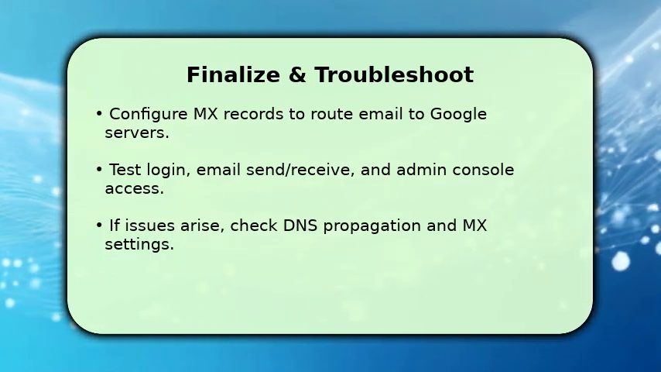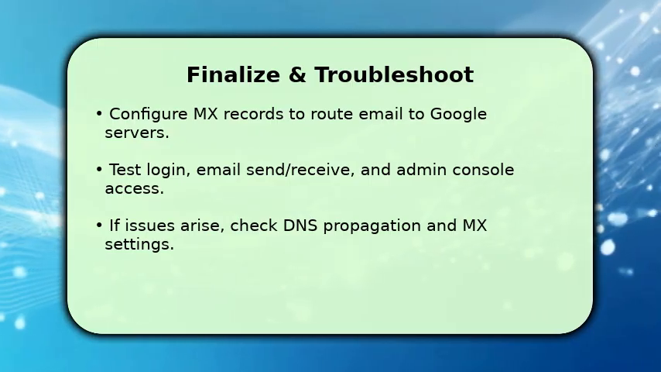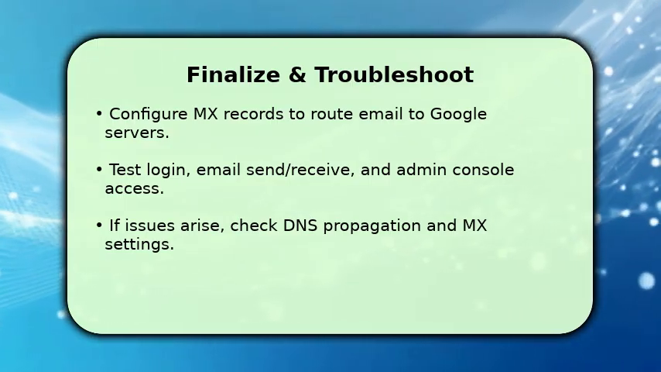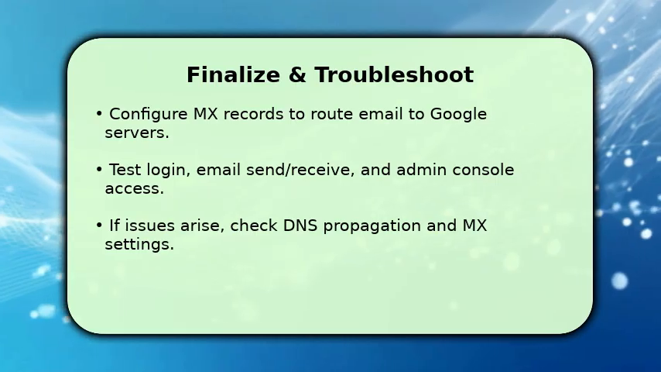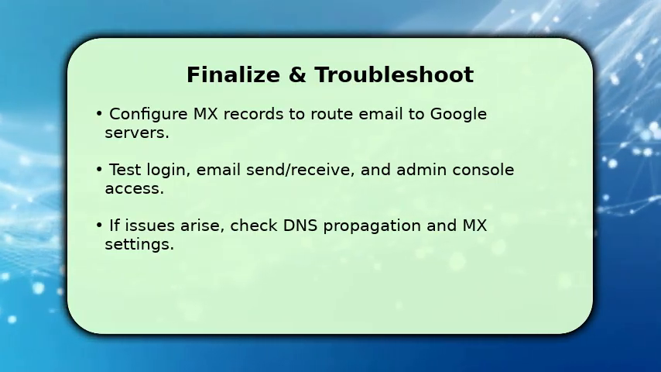If something goes wrong, first check DNS propagation, wait up to 48 hours, and verify MX and TXT entries are exact. If problems persist, enable logging and contact Google support. Keep screenshots and error messages.